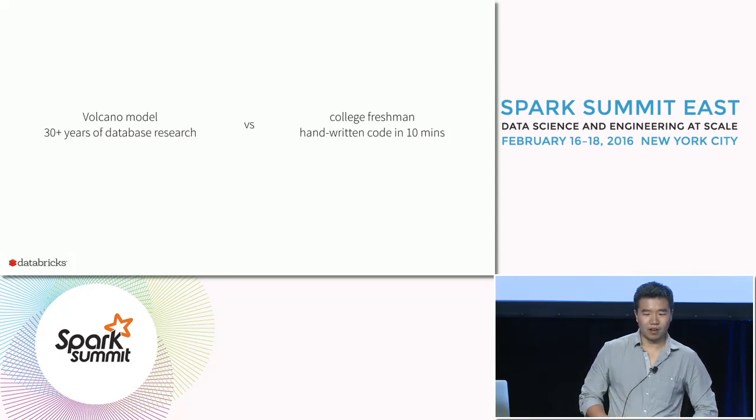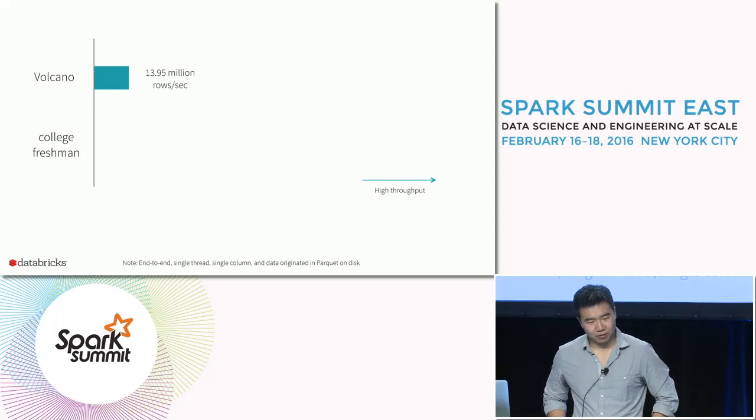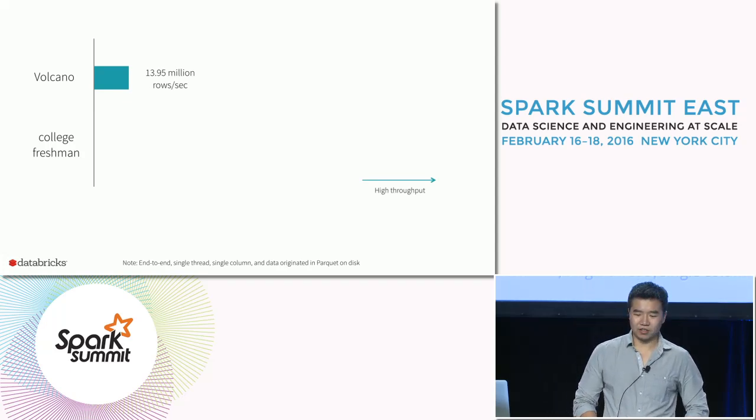Furthermore, how do those two compare in performance? We ran this experiment, and this is just running single-threaded. The details of the numbers don't matter. But with Volcano, in this case, we get roughly 14 million rows per second. This is end-to-end query throughput.